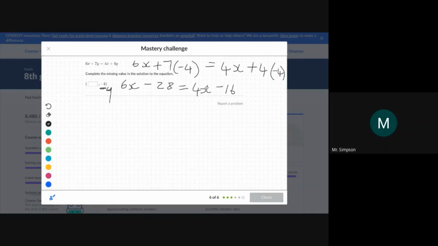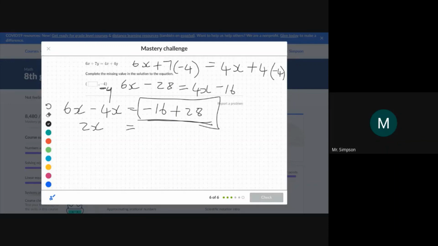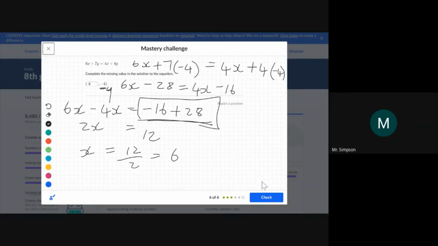Of course, we have to combine like terms. I'm going to bring the -28 over the equal sign and bring the 4x over the equal sign. When it goes over, it becomes negative. The signs change. So 6x minus 4x is equal to -16 plus 28. The signs change for both numbers. 2x is equal to 12. If 2x is equal to 12, then x is equal to 12 divided by 2, which is 6. So the answer here should be 6. So we hit check, and that's correct.